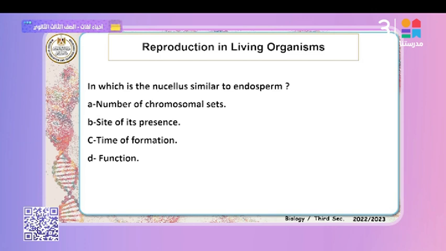And which is the nucleus similar to the endosperm? Number of chromosomal sets is wrong, site of its presence is wrong, time of the formation is wrong. The best answer is the functions: both of them play an important role in nutrition. That's right. Another question.